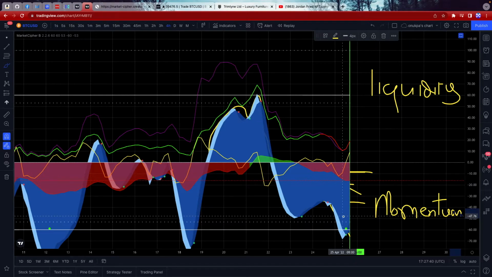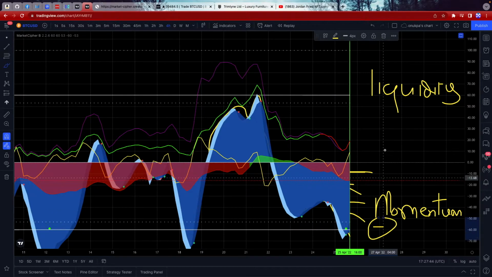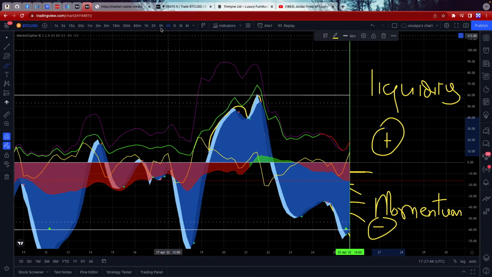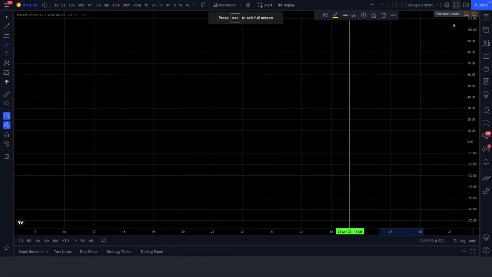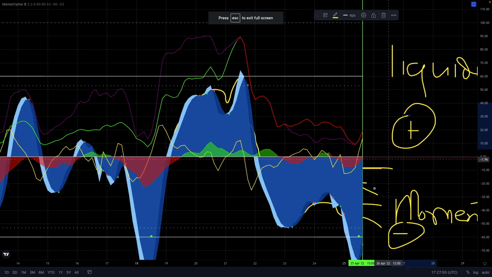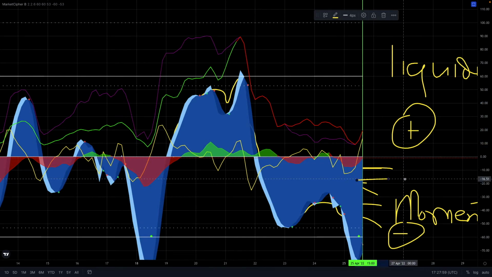Let's look at the direction of my momentum. Momentum is in the negative. This is the negative territory, and this is the positive territory. Makes sense. So let's go to the 3 hour time frame. On the 3 hour time frame, you can realize that we are still in the negative, with regards to liquidity as well.